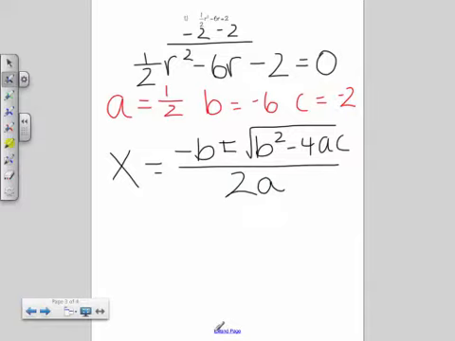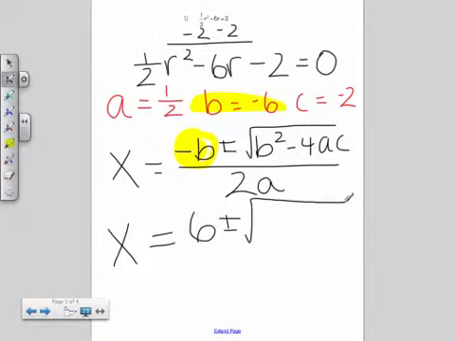So then what I'm going to do is I'm just going to plug in my information. Now pay close attention to this because this is a little bit tricky. So x equals, my b value right here is negative 6. So when I plug it in for negative b right here, I end up getting positive 6 because negative 6 turns into a positive 6. It's the opposite sign. So this becomes 6 plus or minus the square root of, now this b value is negative 6 again, and I'm going to square it.